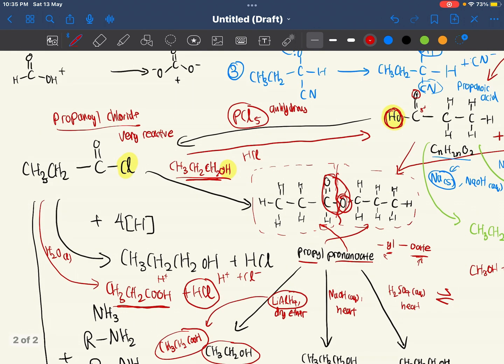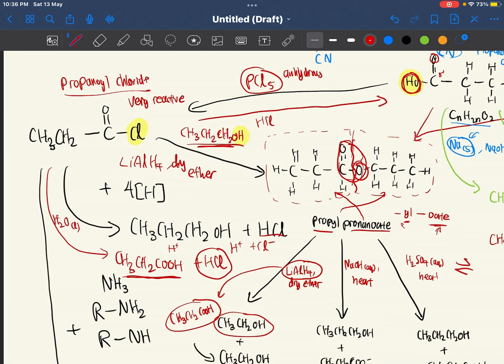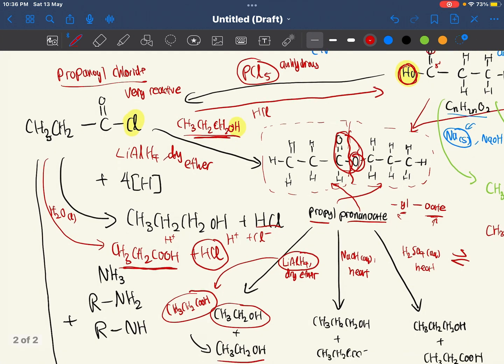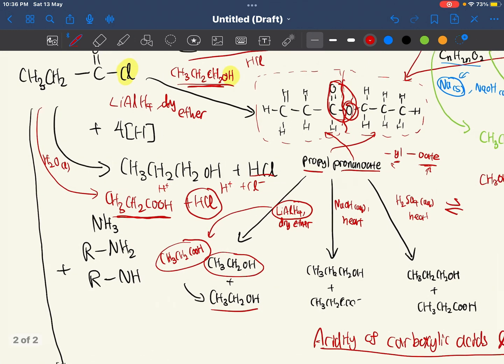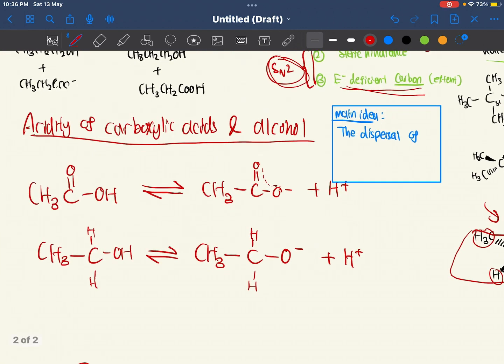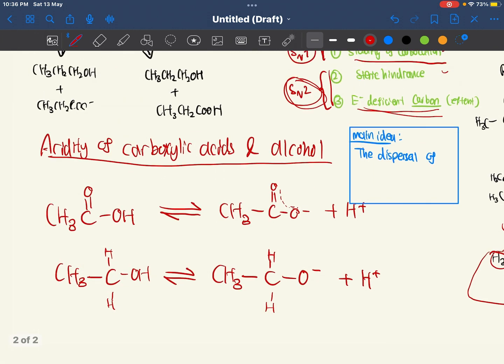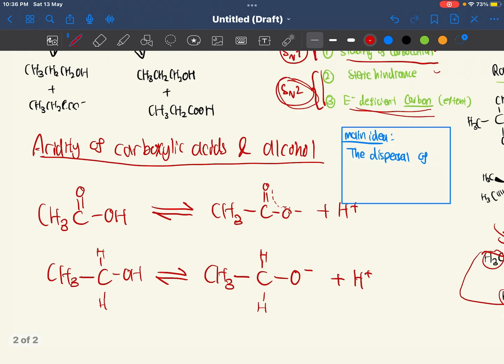Another reaction you can undergo is our reduction reaction. So over here we use lithium aluminium hydride in dry ether. We add 4 hydrogen atoms, and it forms an alcohol as well as HCl gas. So if I were to compare the acidity of my carboxylic acid and our alcohol, we can look over here. Over here we have our ethanoic acid, as well as our ethanol.